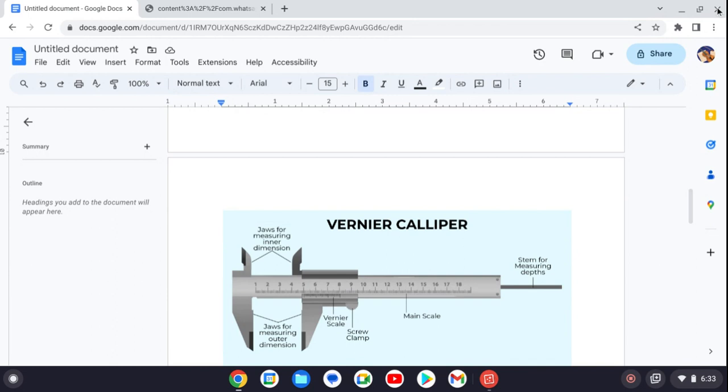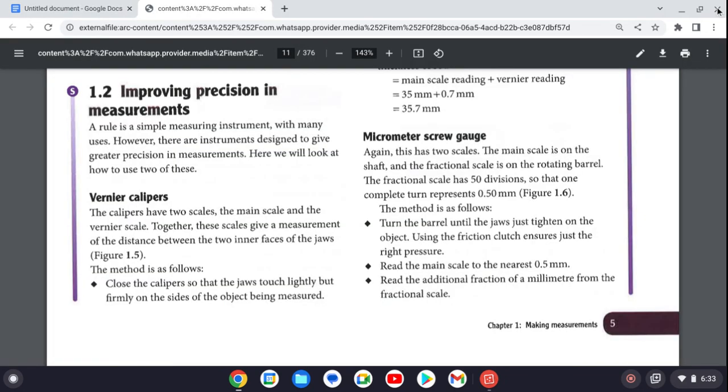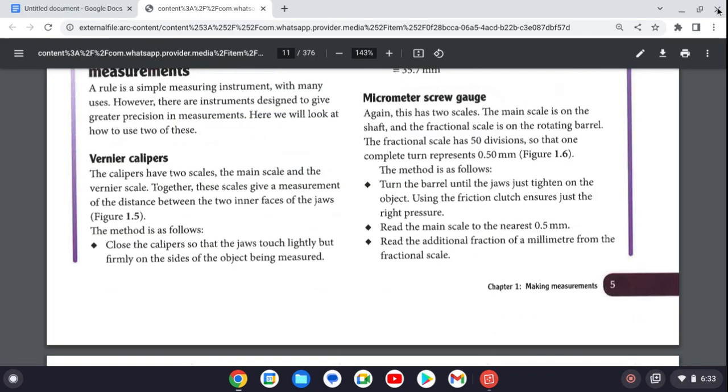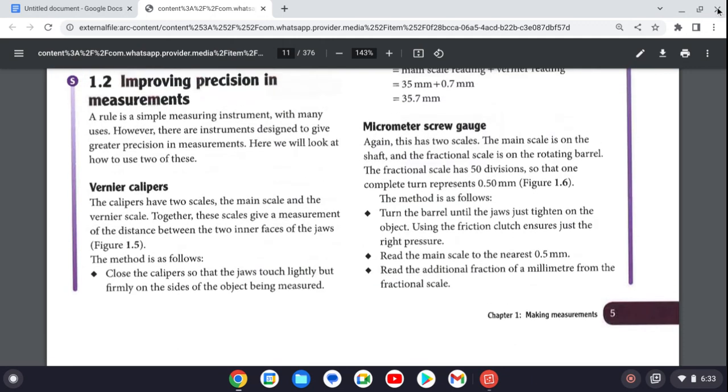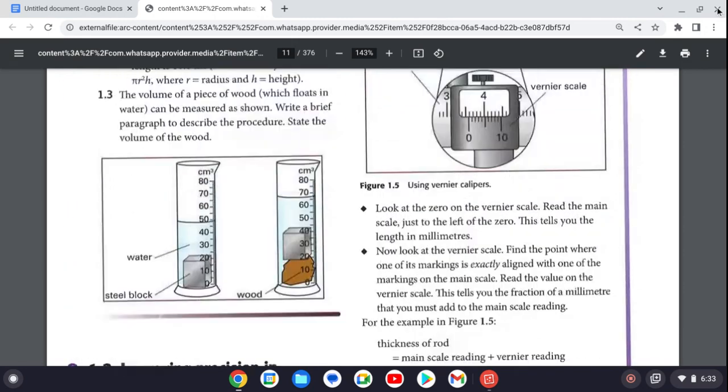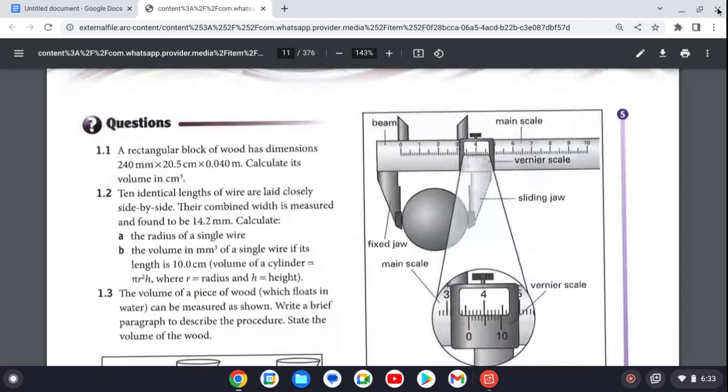Tighten up the object inside the jaws and start the reading. Note the reading on the vernier scale, note the reading on the main scale, and add both readings, and you get the thickness of the object. In vernier caliper, this is the method. We have closed the caliper so the jaws touch tightly but firmly on the sides of the object being measured. So here we have the structure of the vernier caliper.